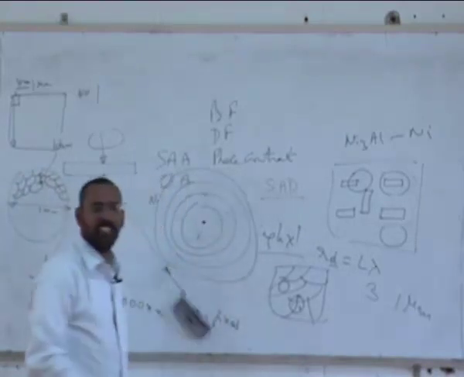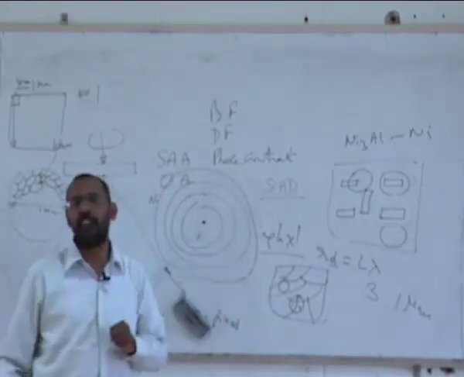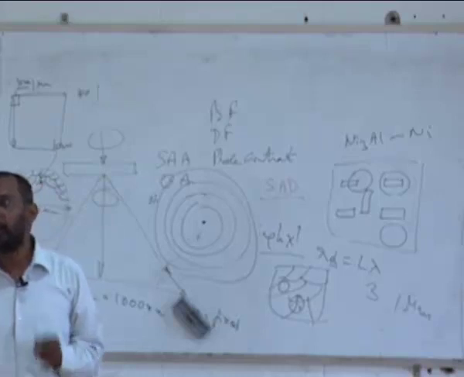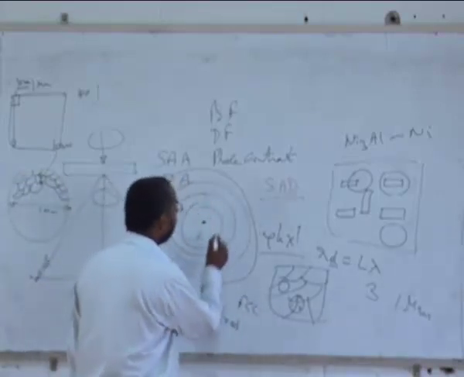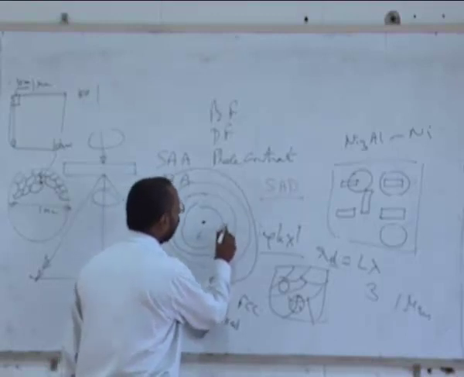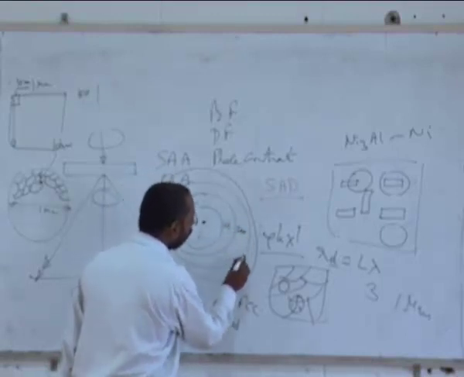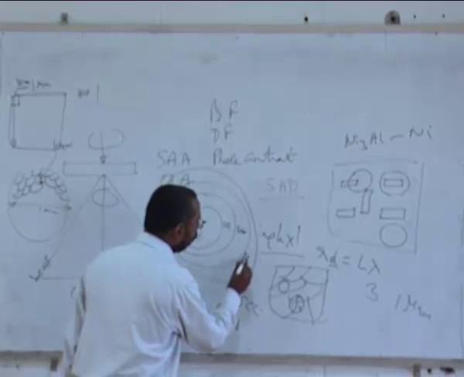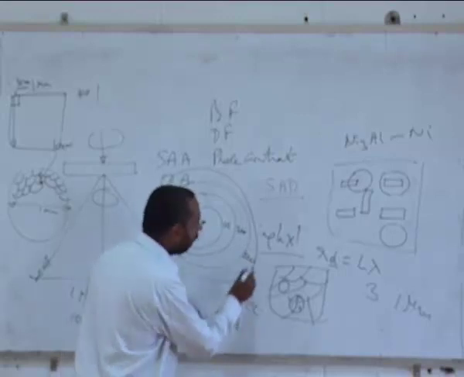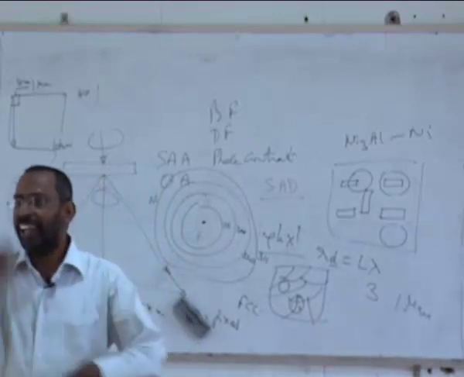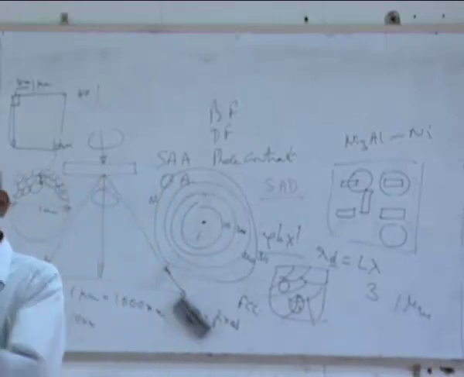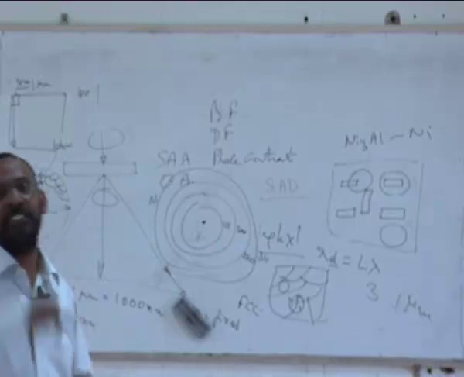And these circles depend on the crystal structure of that particular thing. If the crystal structure of these nanoparticles is FCC, then you will see the first ring will be 111, second ring will be 200, third ring will be 220, and fourth ring will be 311. Like an XRD pattern with the peaks, you will get these rings.